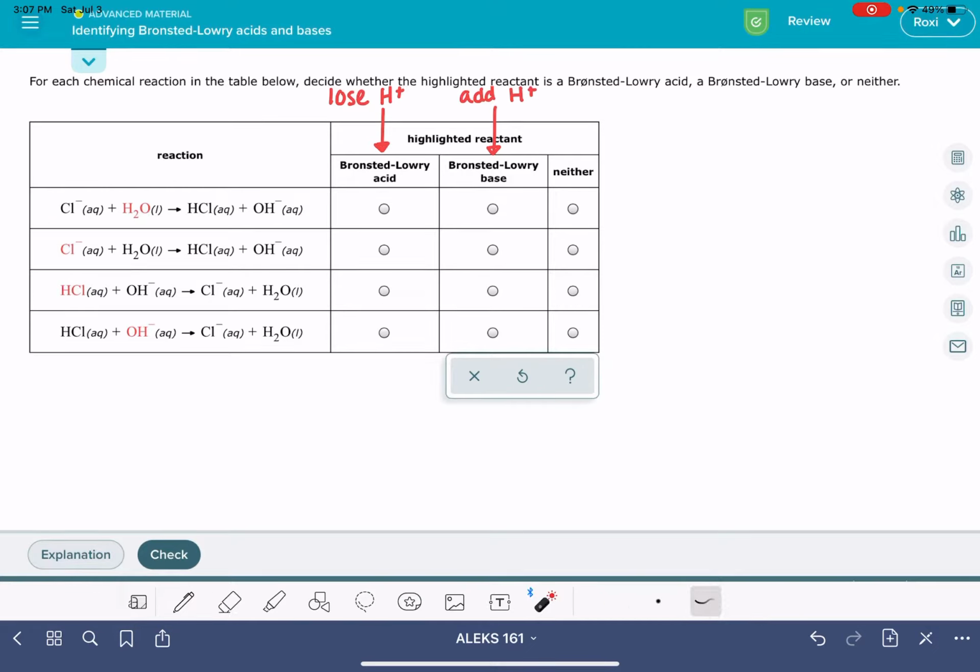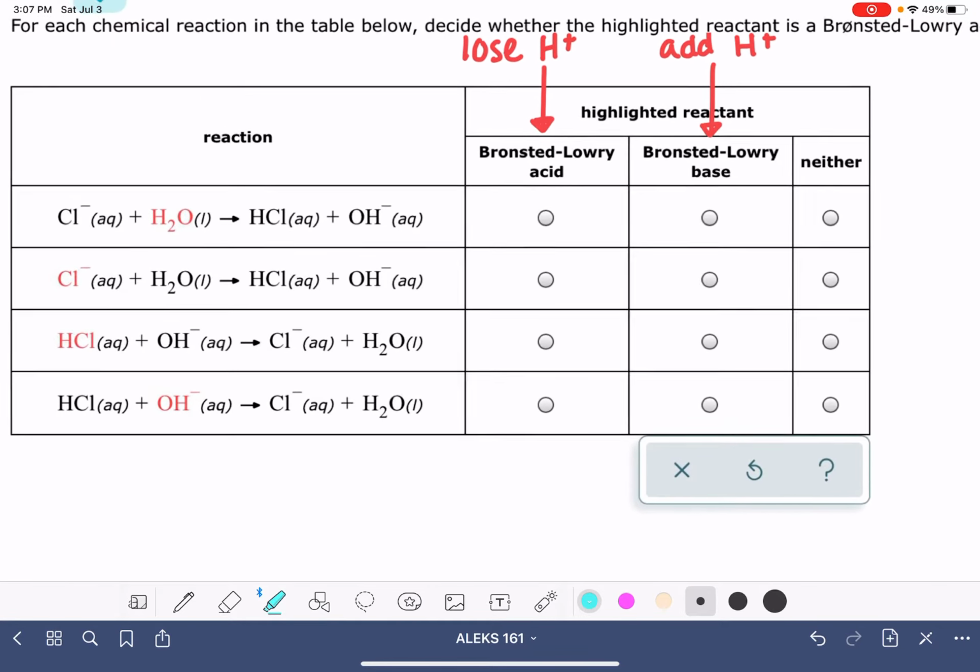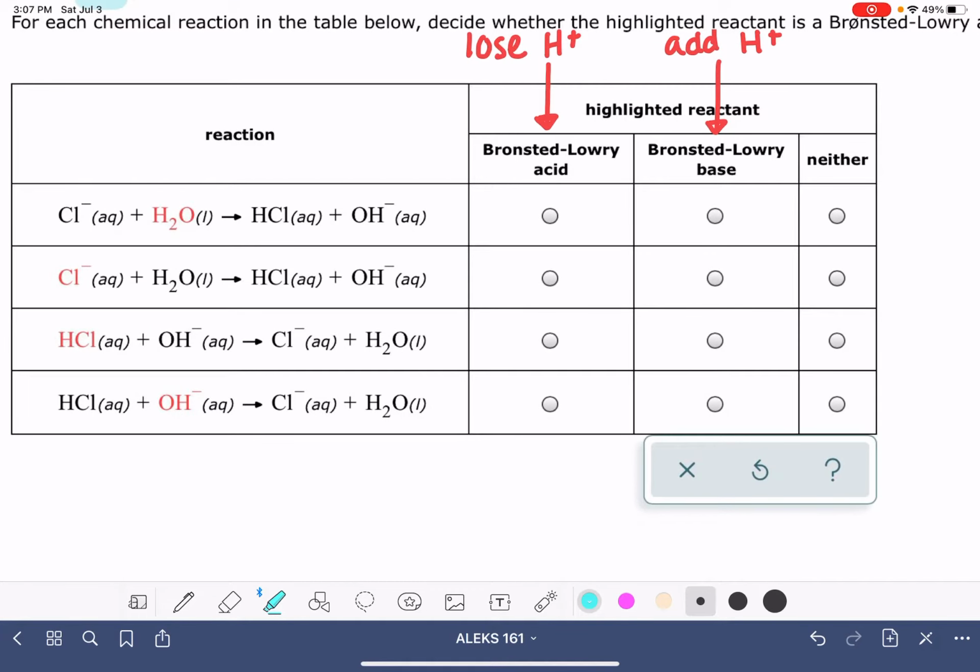If we're looking at this reaction right here and we're trying to decide if chloride is either an acid or a base, what we want to do is think about what happens to chloride over the course of the chemical reaction. That means that we want to track it through the reaction. So we want to think about what the chloride becomes in terms of products. We started with the Cl minus, and then which of these two products used to be the chloride ion? What did chloride turn into? Does it turn into HCl, or does chloride turn into OH minus?